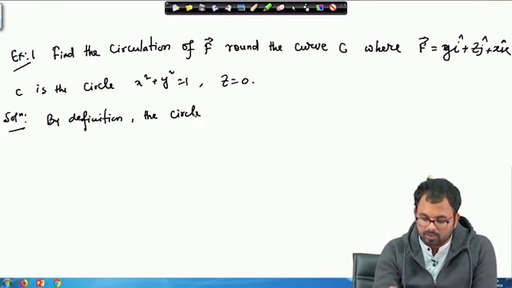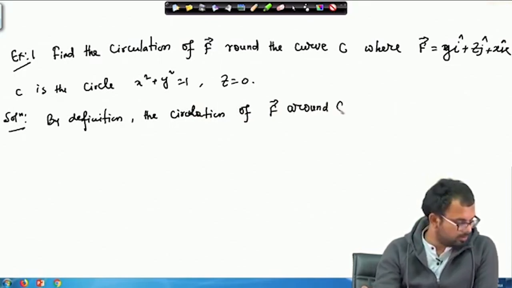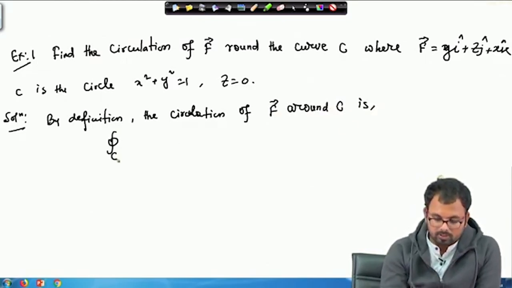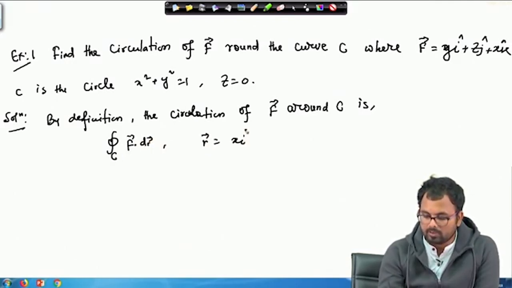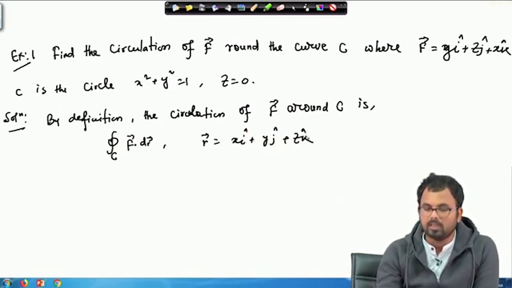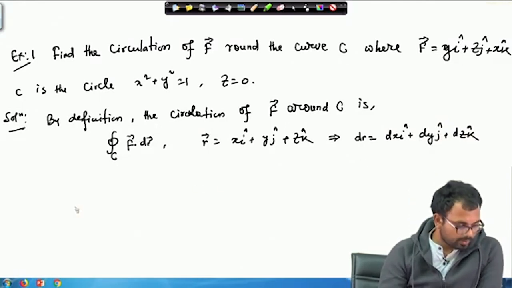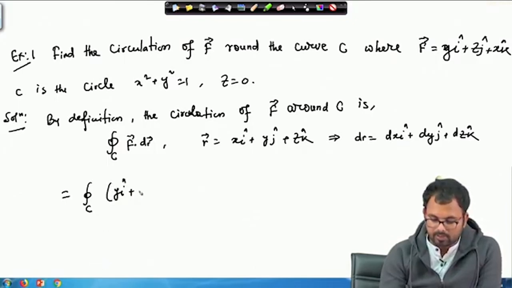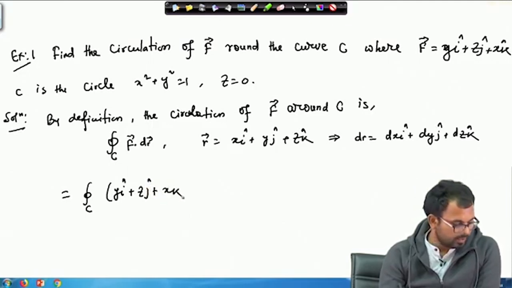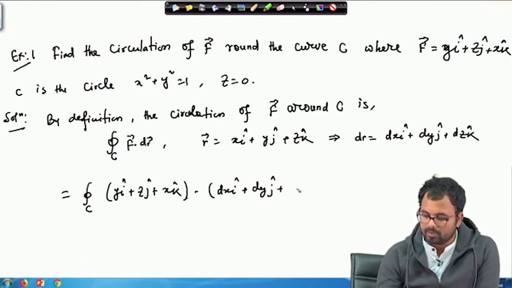So by definition the circulation of f around C is the integral of f dot dr, where r is x i plus y j plus z k. Therefore dr is equal to dx i plus dy j plus dz k. Now if I write the integral over the curve C of y i plus z j plus x k dotted with dx i plus dy j plus dz k.